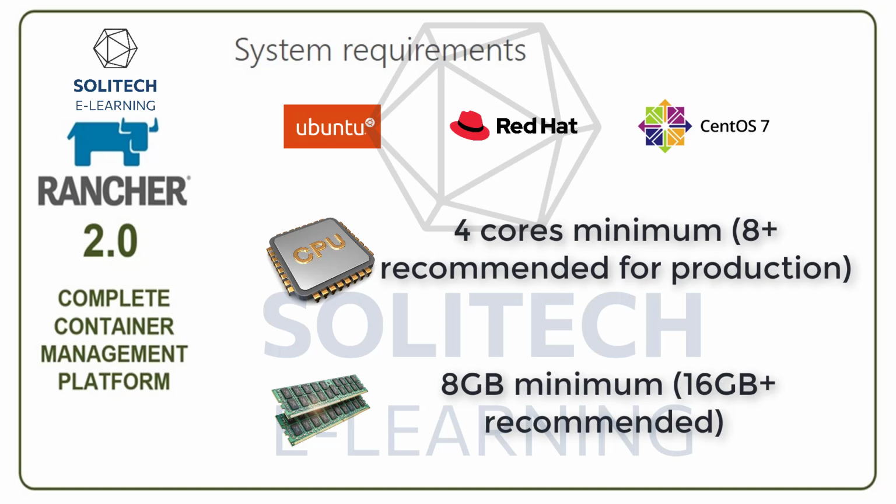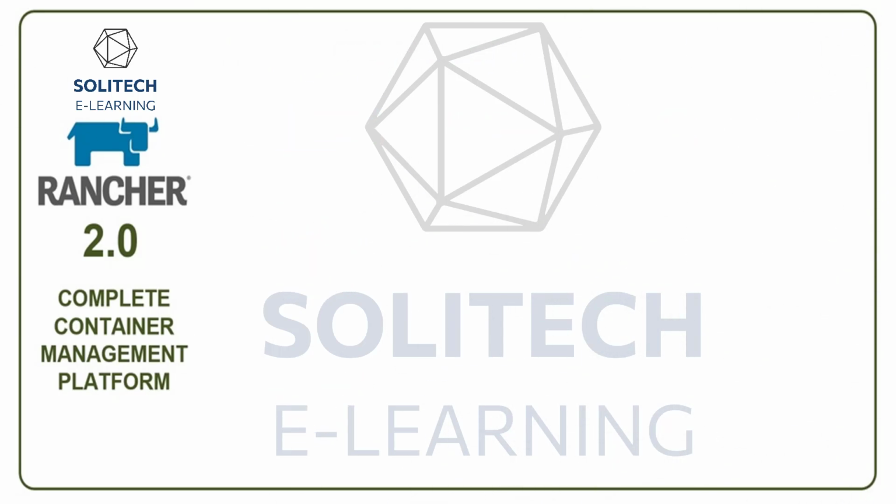For learning purposes, you can use a local VM with 4 GB of RAM, but production environments should follow the recommended specs. Now for the exciting part, deploying Rancher. But first, let's see Rancher deployment architecture.